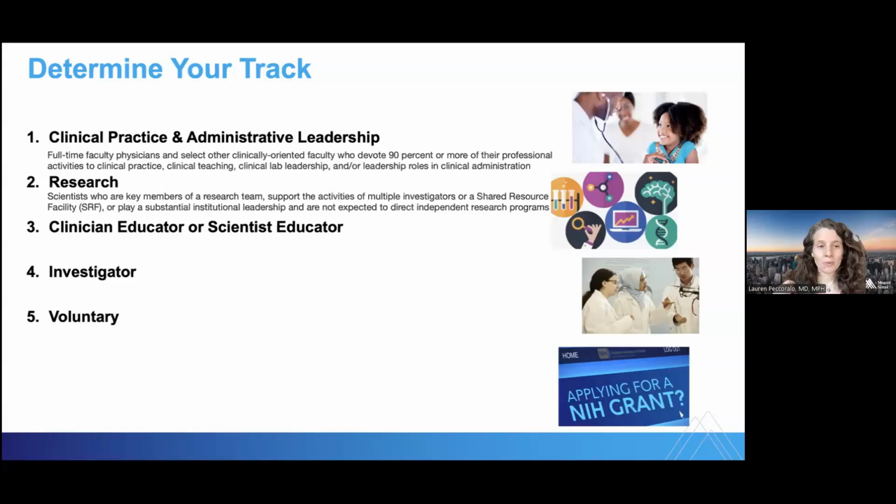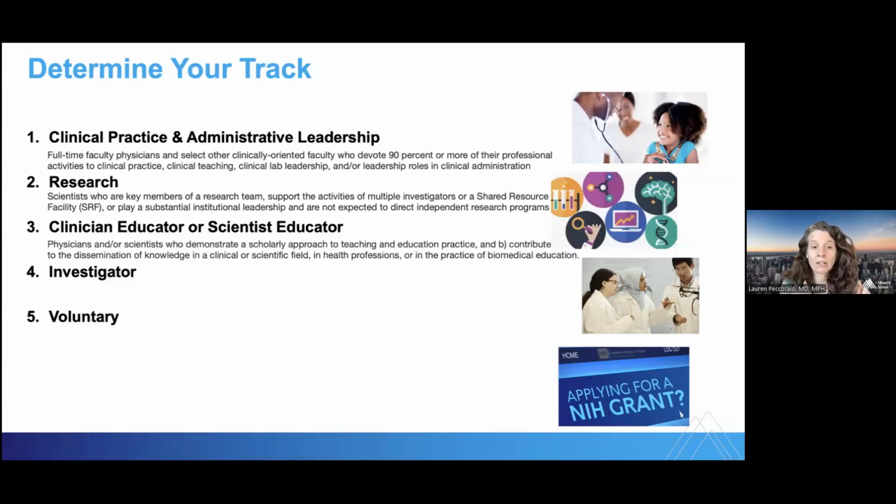The research track are scientists who are key members of a research team who support the activities of multiple investigators or a shared research facility in the institution, or play a substantial institutional leadership role and are not expected to have direct independent research programs. So they are not getting R01s for themselves as PI, but they are often supporting PIs in various ways.